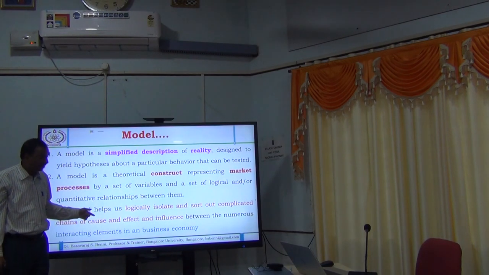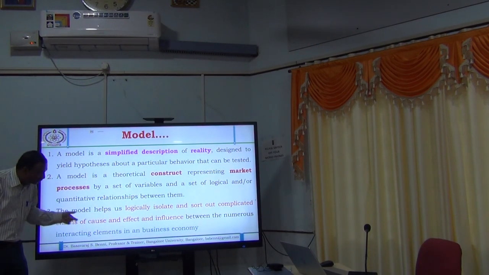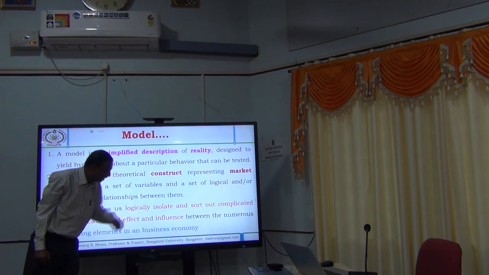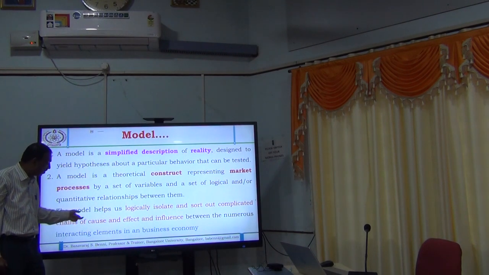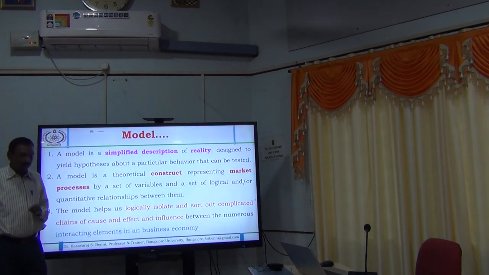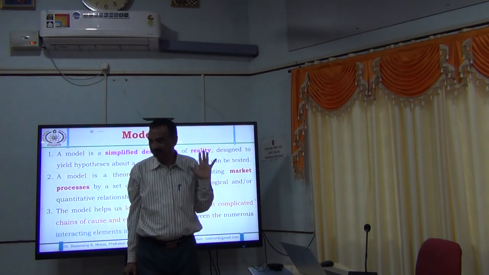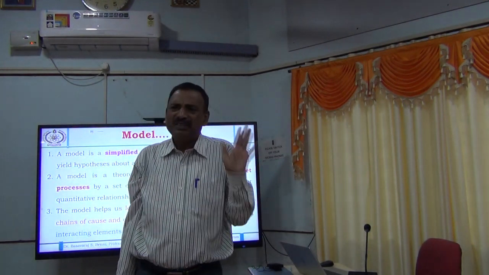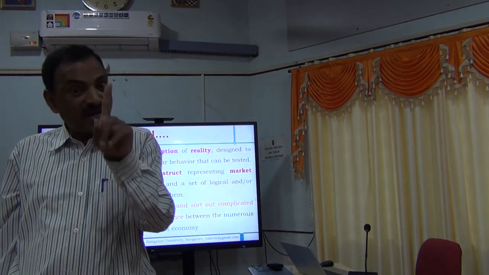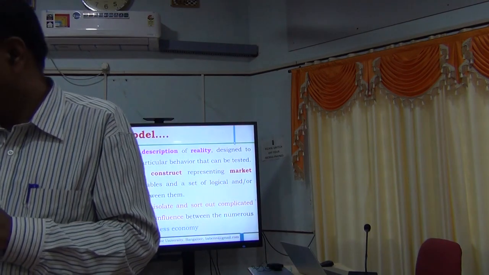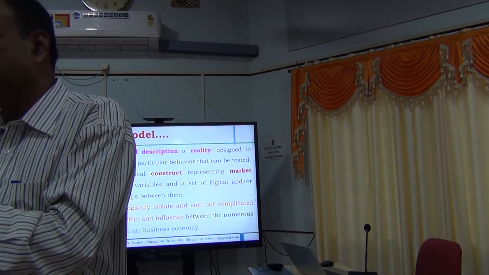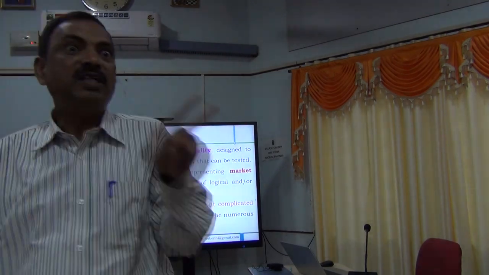Third, and very important, a model helps logically isolate and sort out complicated chains of cause and effect relationships and influences between numerous interacting elements in the business process. For example, many times I have gone with my family members to the market to buy a sari for the female members at home. They spend around two or three hours. Finally, there are two conclusions. I liked this design, but the color is not good. Second, the border is good, but the color and design are not good.